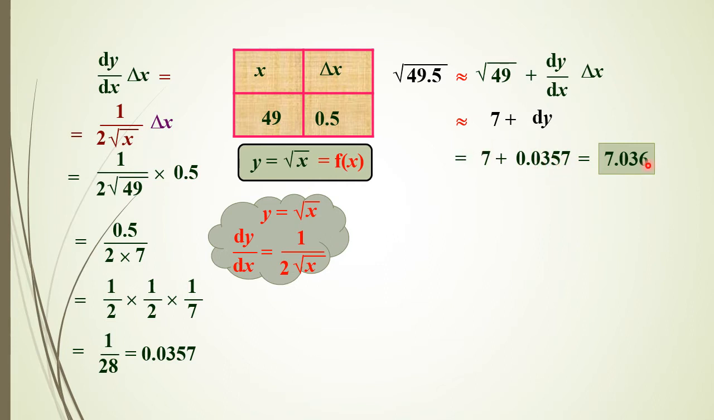After adding it, we will be getting this much. This is the final result, the approximate value of 49.5. This is the concept. The same concept is adapted for further examples.